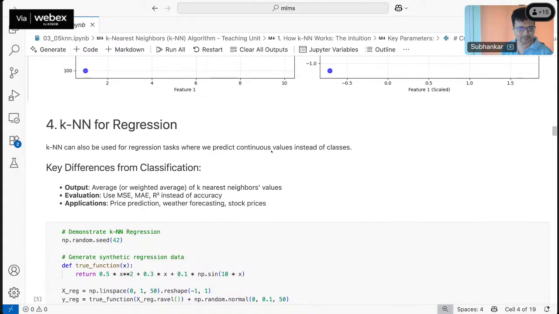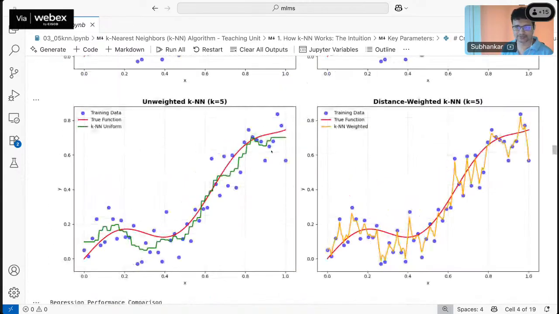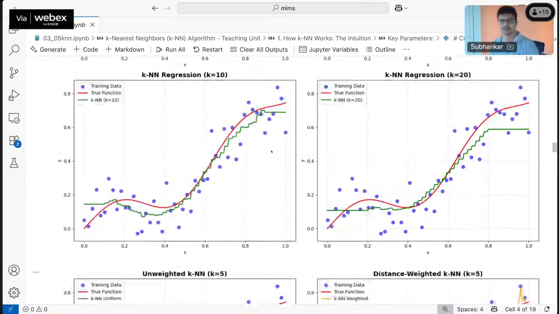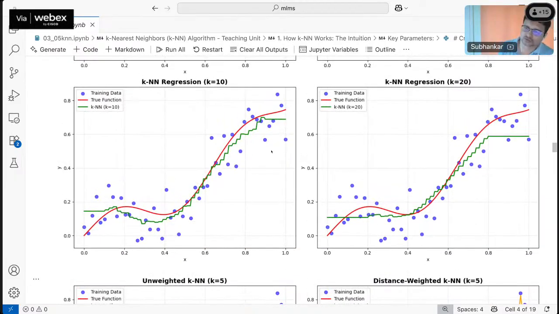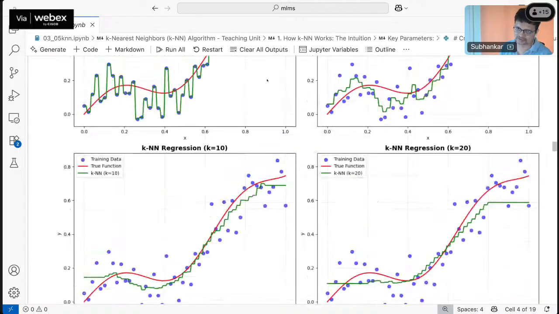This one is a query and data points. I'll try to see if there is something else. And the remaining example: the previous example that we saw is KNN for classification, where we wanted to classify. This is KNN for regression.